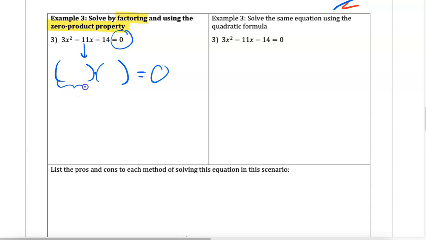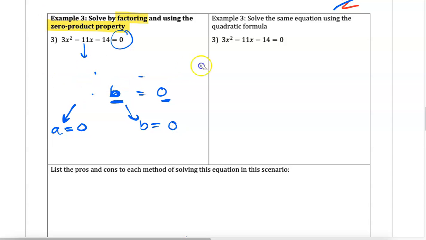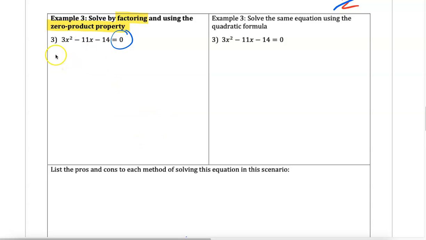then this could be like the zero product property, right? A times B equals 0. If I have one thing times another thing equaling 0, then I know this might be 0 or that might be 0. So that's the quick recap of the zero product property. Okay, so I'm going to try to factor this one on the left. The way we learned this back in Unit 1 was by guessing and checking.